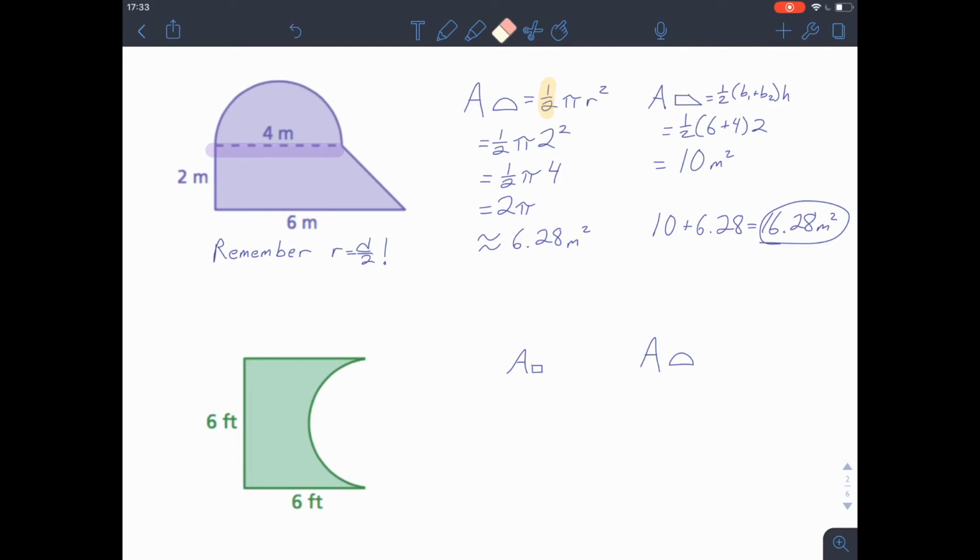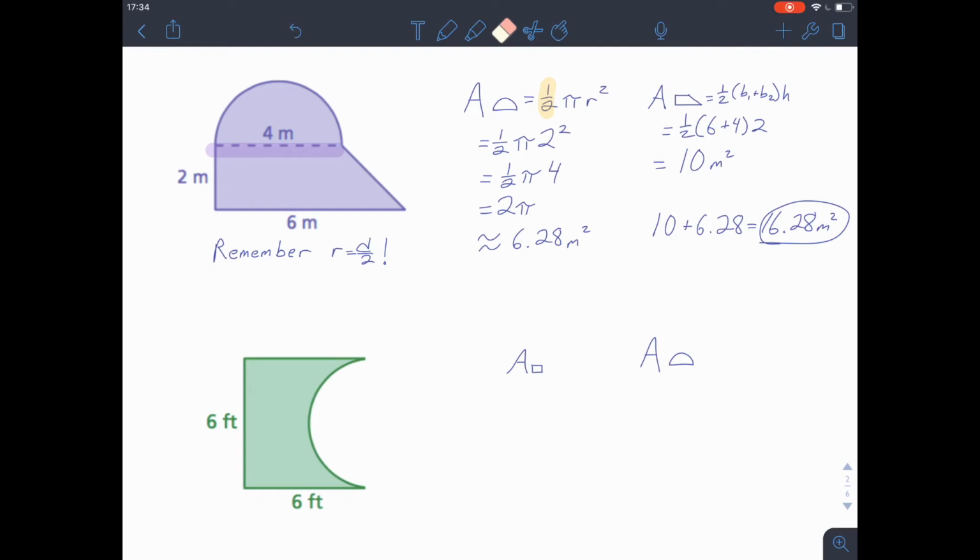You can pause the video here and try to find the area of the shape below by decomposing it, which I kind of already helped you out with, writing down your formulas, plugging in what you know to your formulas, and then adding if you're combining or subtracting if you're taking apart.